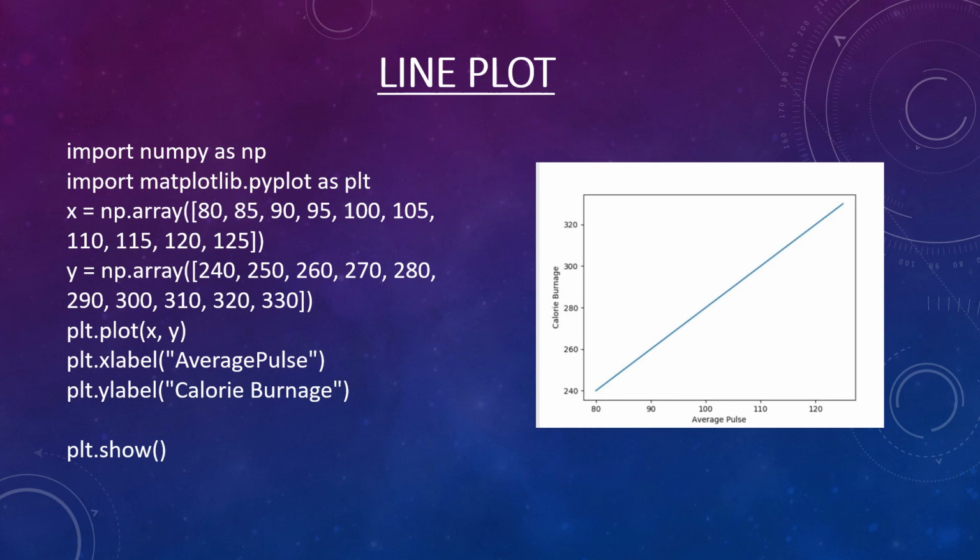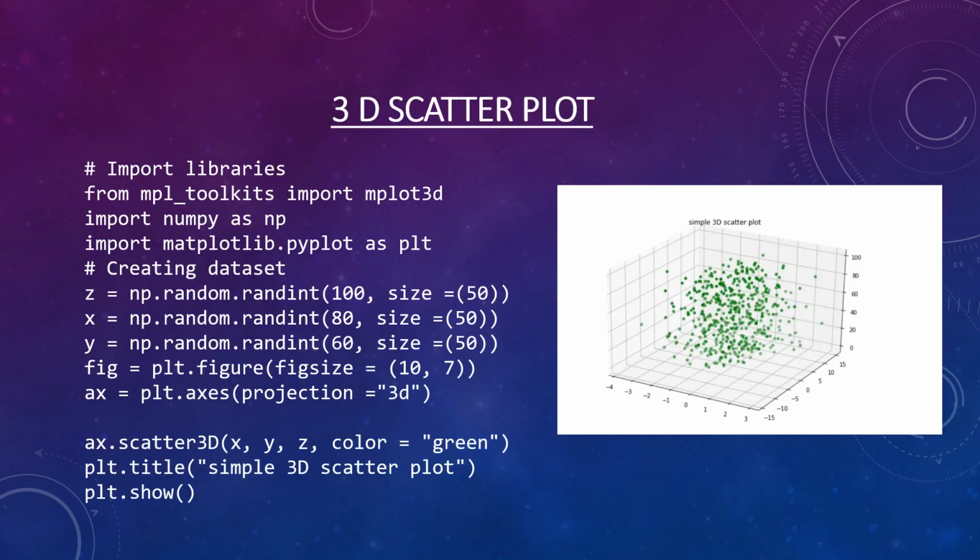We have to take the function to show this line plot: plt.plot. For average pulse, we have to take the plt.xlabel function. This is on x-axis. On y-axis, there is calorie burners. To print this calorie burners, we have to take plt.ylabel function. To get output of this line plot, we have to take the plt.show function.